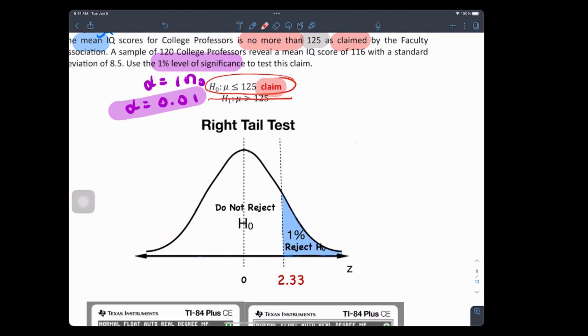So the chance you get this particular test statistic is certain when you assume the null hypothesis is true. So it's certain to be that value. What does that mean about the claim? Sample supports the claim.